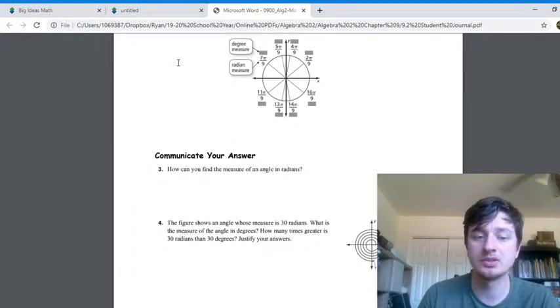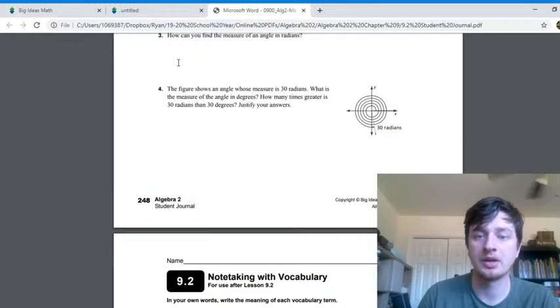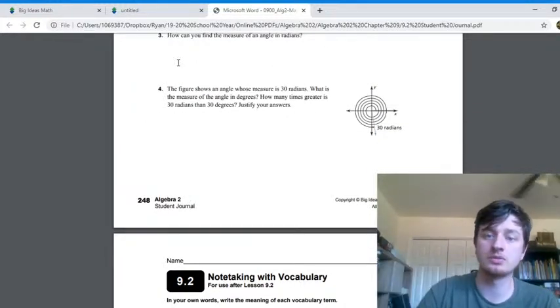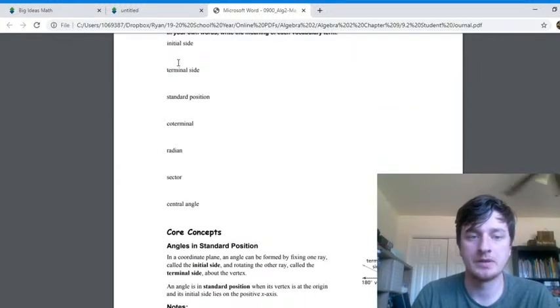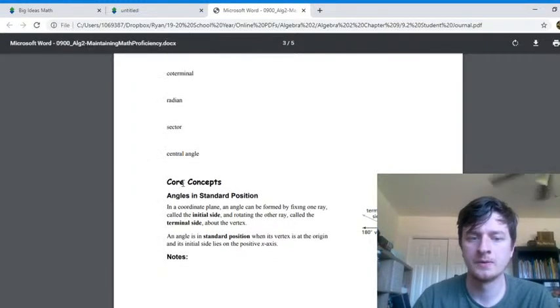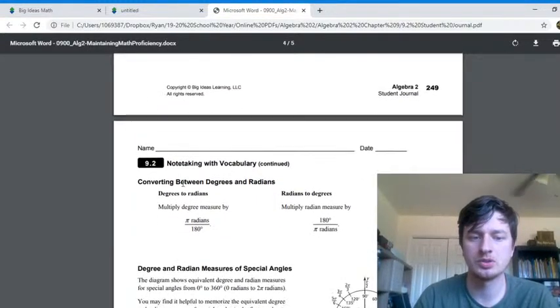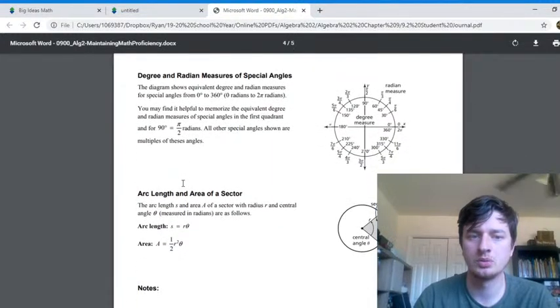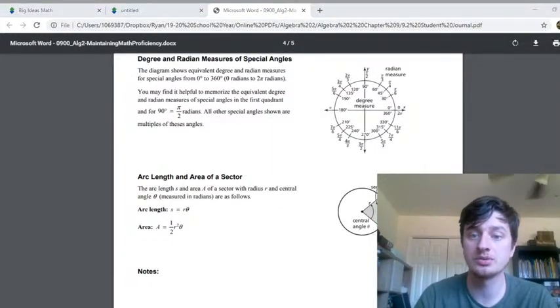Or we could turn the radians into degrees, talk about how we can go around the circle over and over and over, and then a bunch of things that I already talked about. I didn't really talk about sector or central angle, but it's okay. Standard position gets mentioned. We have the formulas.